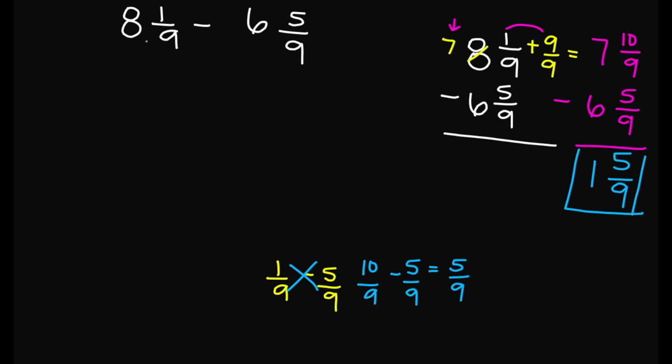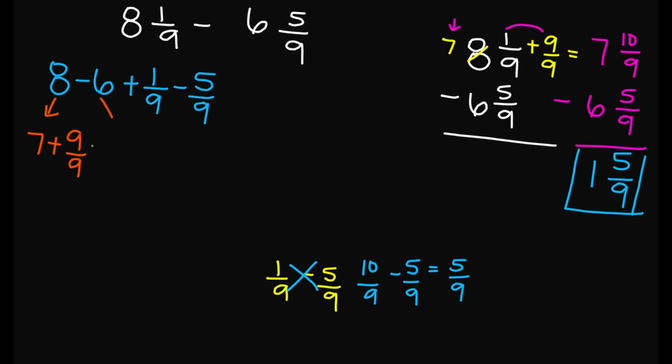Now, let's say you were to expand. So let's expand our fractions and whole numbers here. So 8 minus 6 plus 1 over 9 minus 5 over 9. I'm going to rewrite my 8 here just like we did here. So this is going to be 7 plus 9 over 9 because that's going to give me 8. And then minus 6 plus 1 over 9 and then minus 5 over 9.